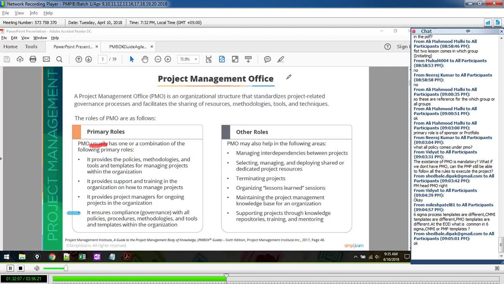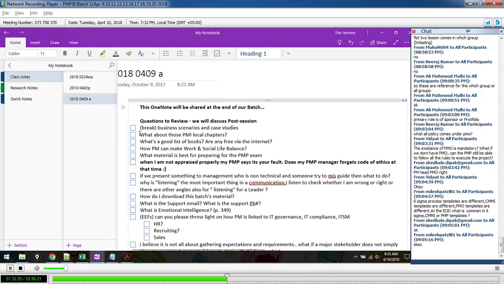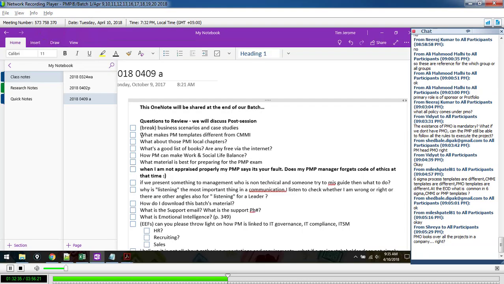Six Sigma templates are different. CMMI are different. Yep, that's right. PMO templates are different. At the end of the day, what is common in Six Sigma, CMMI, or PMP? We'll talk about that. Okay? Actually, let's reword that very carefully. What makes project management templates different from CMMI, ITIL, Six Sigma templates? Okay? Very well. I can actually speak very well to that.